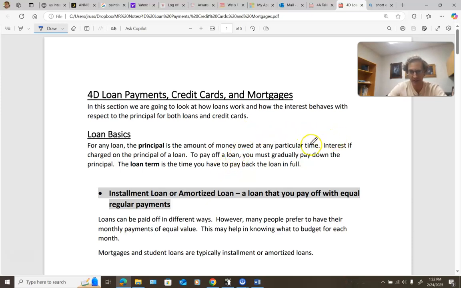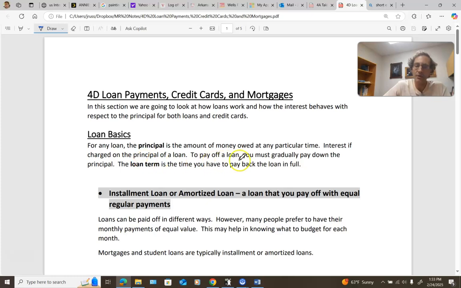And then interest is charged on the principal of the loan. To pay off the loan, you must gradually pay down the principal. That's why if you buy a car, you have monthly payments. Part of that payment goes to pay down the principal, and it also goes to pay the interest for that particular month, because each month your loan, or the principal, is generating interest.